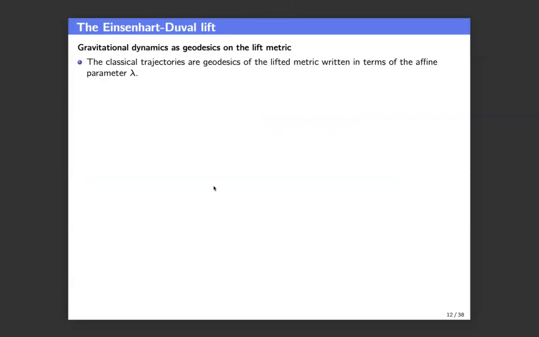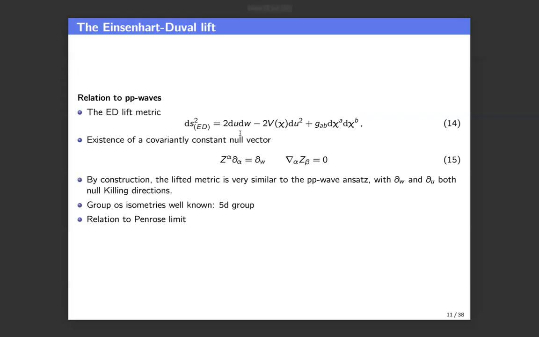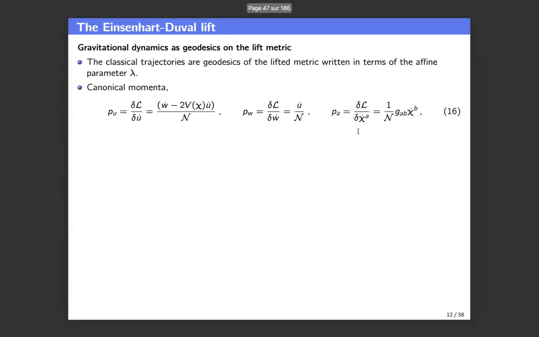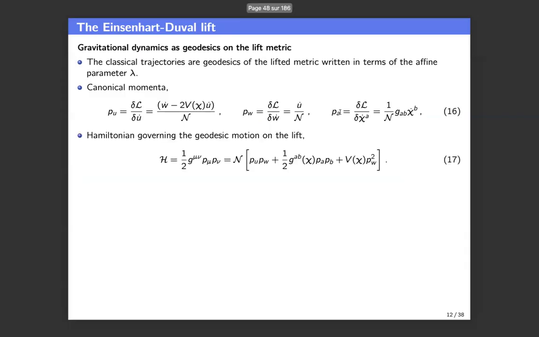So now, the main point is that the classical trajectory of the system we started with, the mechanical system that we introduced from the start, are actually the null geodesics on the lifted metric, which is given by this lift. Okay, so that's the main point. To see this, you can compute the canonical momenta, for the coordinate u, for the coordinate w, and for the dynamical field chi, a. And the Hamiltonian for the geodesic motion on this Eisenhart-Duval lift is given by this Hamiltonian.